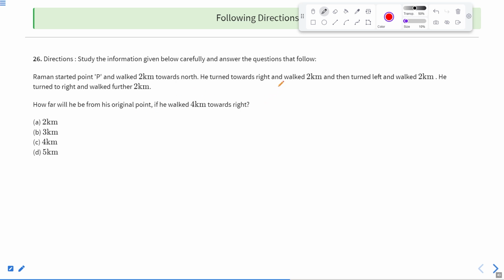Study the information given below carefully and answer the question that follows. Raman starts at point P, walks 2 kilometers north. He then turns right and walks 2 kilometers. Turns right, walks 2 kilometers. Then turns left and walks 2 kilometers. He then turns right and walks again 2 kilometers. Then he turns right again and walks 4 kilometers.